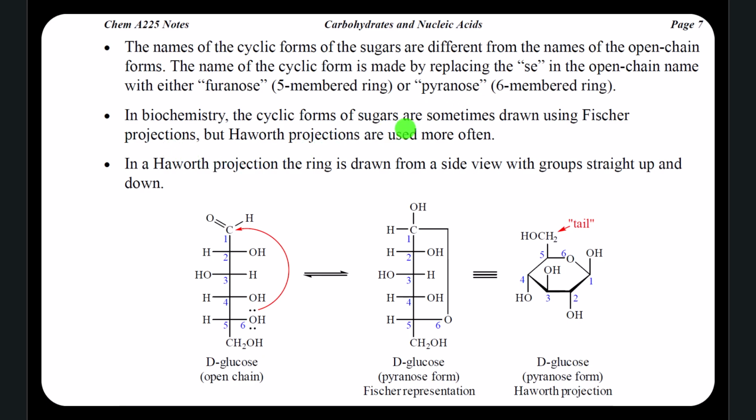In biochemistry, the cyclic forms of sugars are sometimes drawn using Fischer projections. That would look like this, where we imagine using D-glucose, right, left, right, right, taking the hydroxyl group on carbon 5, the hydroxyl oxygen would then make one more atom in the ring, and then connecting that back up to the carbon at carbon 1 at the top of the chain.